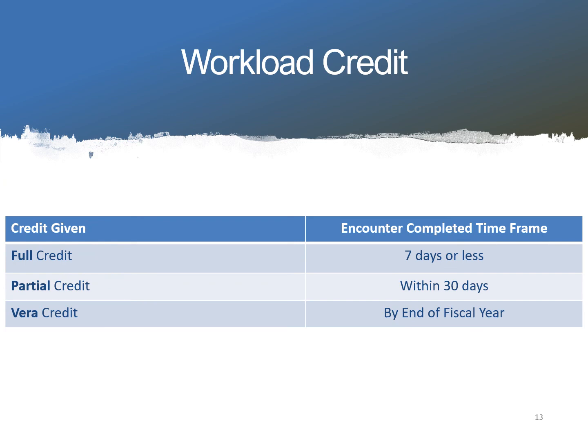So this goes over workload credit timelines. To receive full credit, you need to complete your encounter within 7 days. For partial credit, it needs to be completed within 30 days. And to get Vera credit, your encounter needs to be completed by the end of the fiscal year.